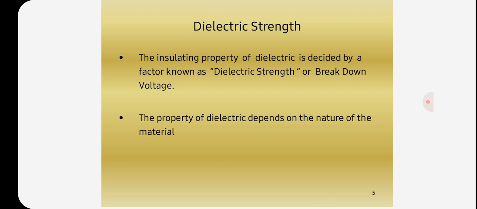The value of dielectric strength of a dielectric material decreases with the increase in thickness. The dielectric strength is usually affected by moisture, contamination, temperature, aging, mechanical stress, and shape.